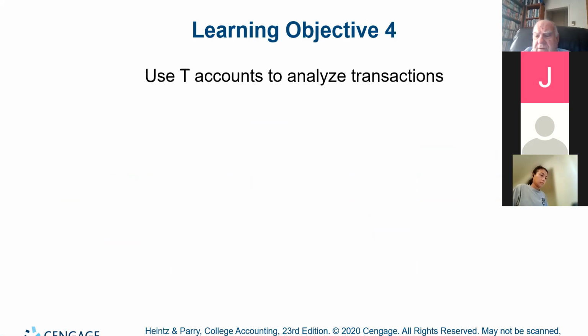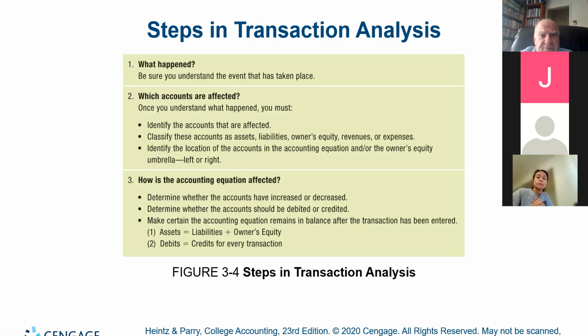So let's use the T accounts now to record some transactions. In chapter 1 and chapter 2, we did transactions where we were putting the accounting equation horizontally across the page and then picking up the numbers. Let's look at the T accounts. Again, what happens? Understand what happened. What accounts are we going to attack? And how is the equation impacted? All right. So let's go through here.